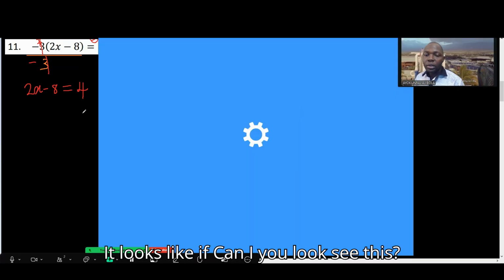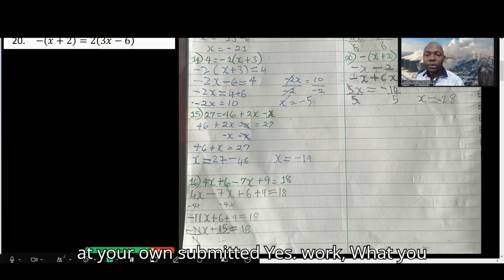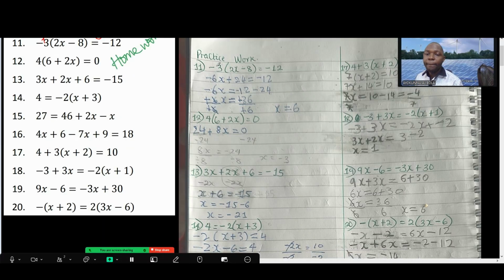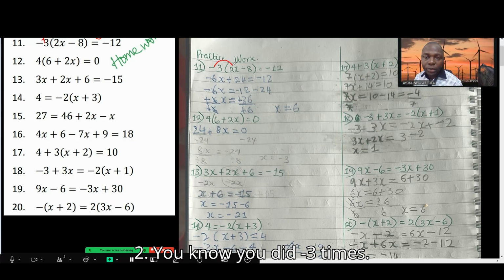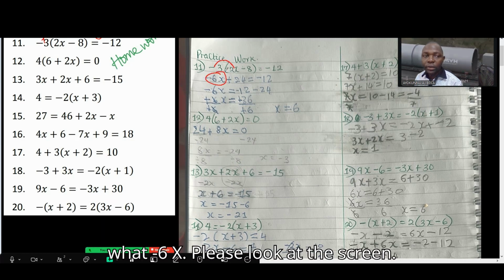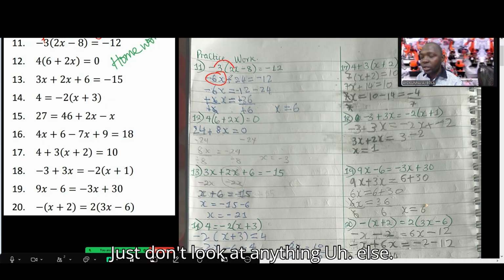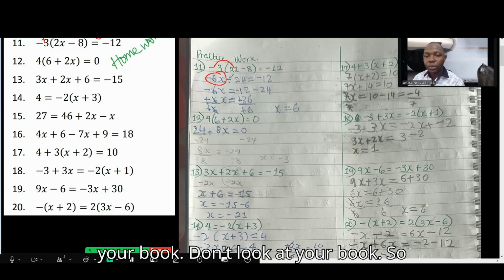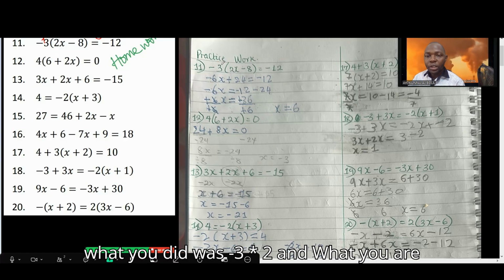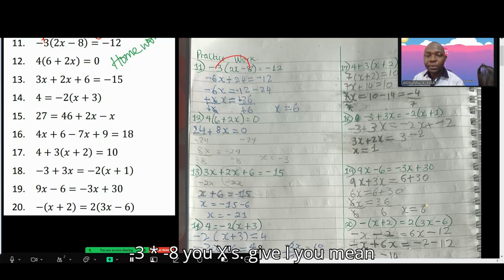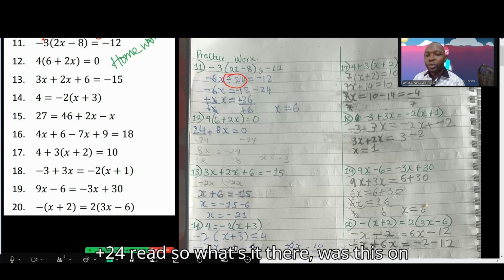Collect like terms. If I look at your own submitted work, you expanded, which is correct. You did minus 3 times 2x, it gave you what? Minus 6x. Please look at the screen. Just don't look at anything else. Just focus on the screen. Forget your book. So what you did was minus 3 times 2, and it gave you minus 6x. Then minus 3 times minus 8, it gave you positive 24.